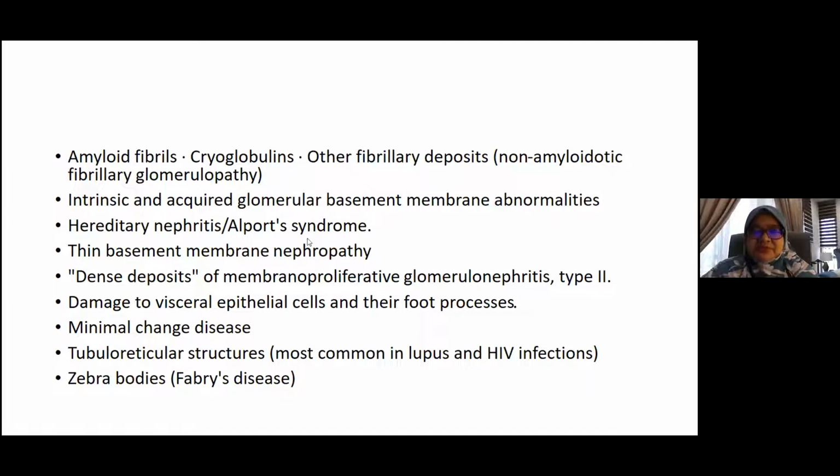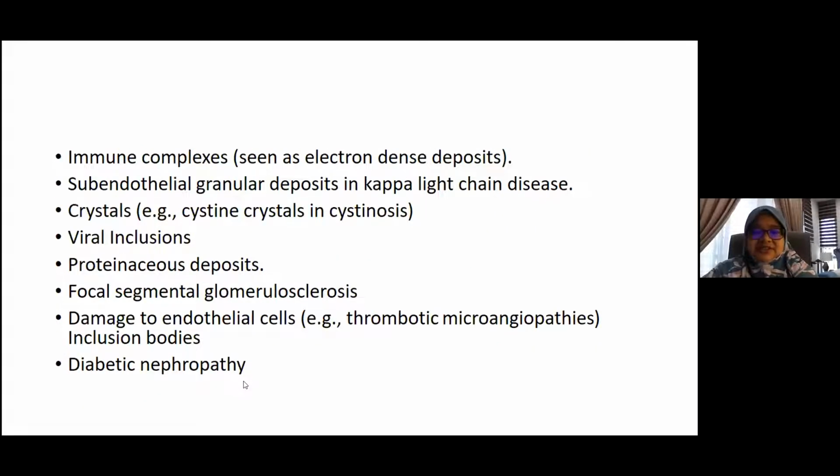Alport's syndrome is also a diagnosis needing electron microscopy, as are thin basement membrane disease and dense deposit disease, especially type 2. Also minimal change disease, where we see diffuse foot process effacement in an otherwise normal light microscopy. In Fabry's disease, we can see classical zebra bodies, and tubuloreticular structures in lupus and HIV infections. Some other conditions are good to have, but maybe what we have is sufficient.